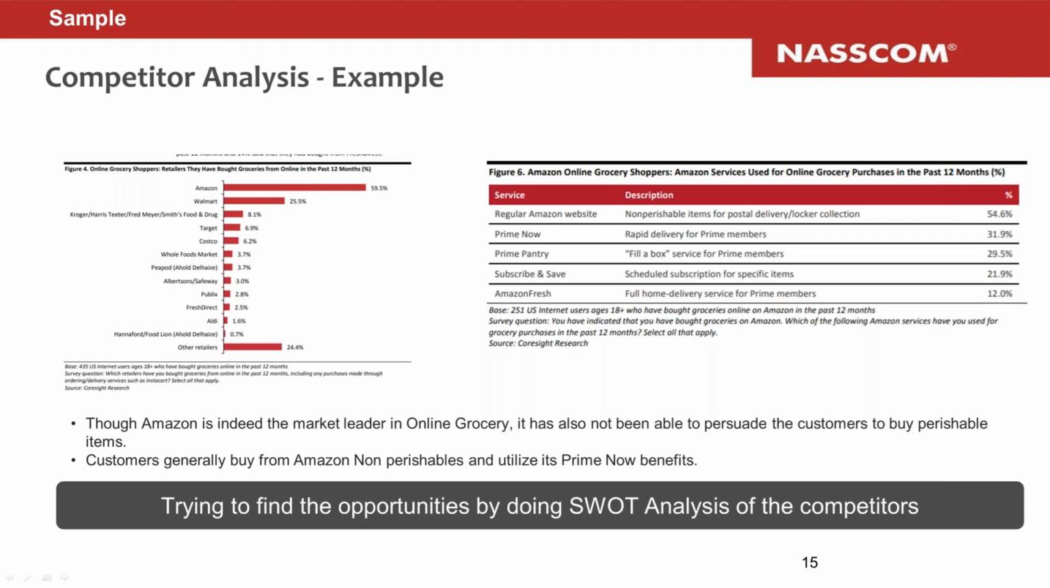So what we're trying to do is find opportunities by doing a SWOT analysis of the competitors. And here we have figured out there's some problem with the perishable items. And then maybe as a player in the same segment, you can actually think about solving this market problem, and in return, trying to increase your net revenue.